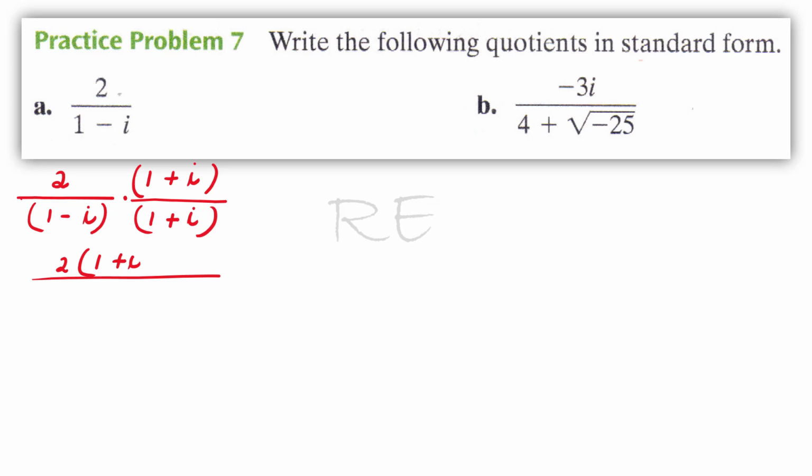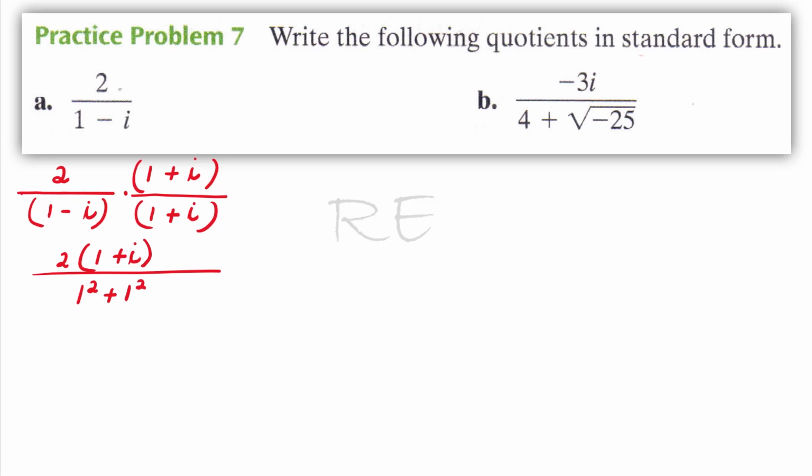The numerator is 2 times 1 plus i, and the denominator becomes the sum of 2 squared, 1 squared plus 1 squared. We therefore have 2 times 1 plus i over 2. 2 over 2 is 1. We cancel the 2's. Final answer is 1 plus i.